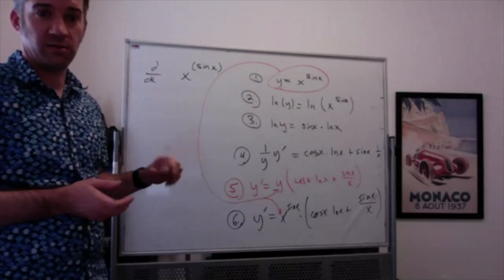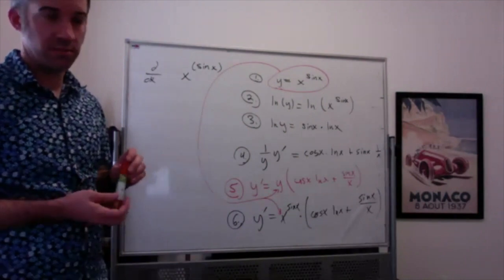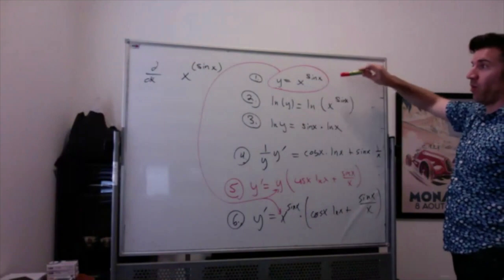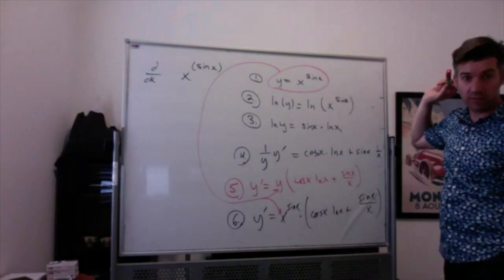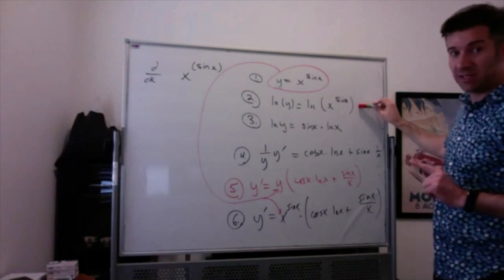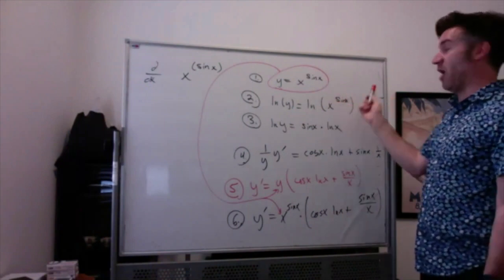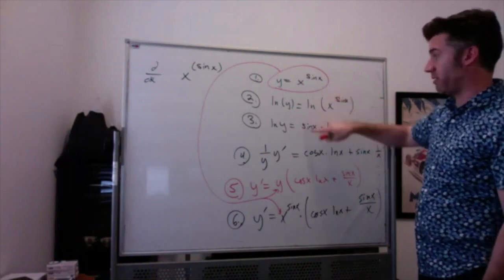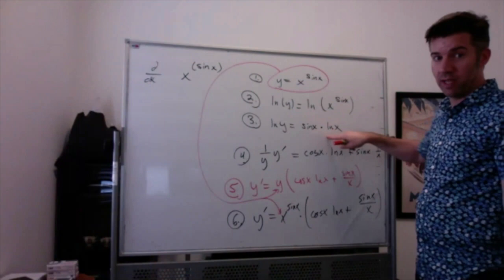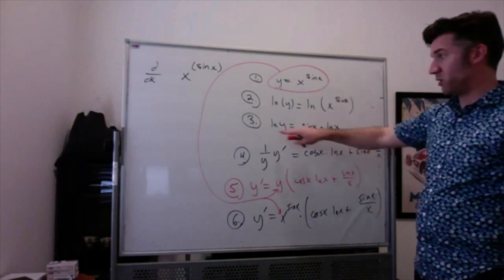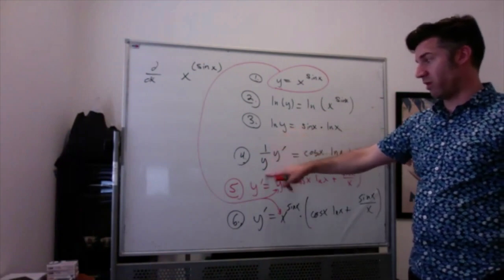Questions about this? Can you repeat the steps again, like the process? Definitely, for sure. Step 1, you write y equals the function you want to differentiate. Step 2, you take the natural log of both sides because we're trying to get this variable out of the exponent. We don't want that in the exponent. Step 3, bring that exponent down in front of your natural log of whatever. Step 4, differentiate both sides. The derivative of the natural log of y is always going to be 1 over y times y prime.